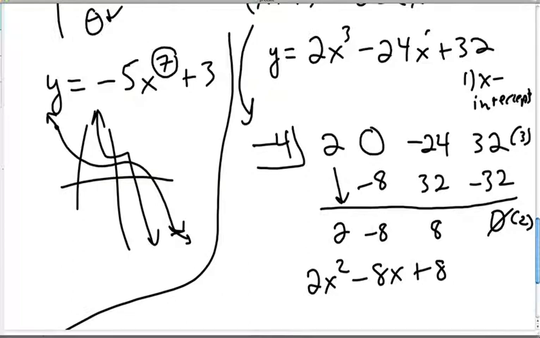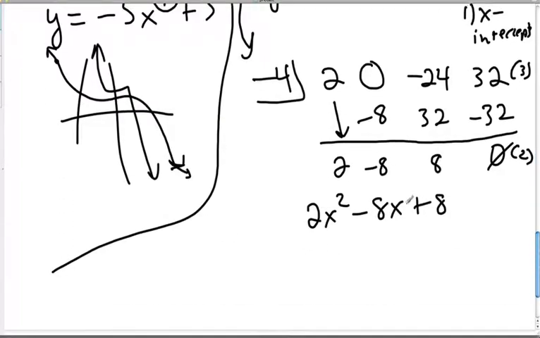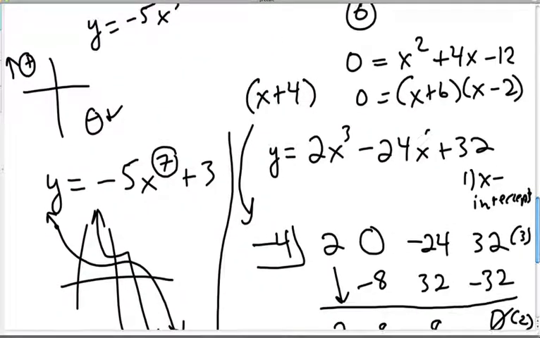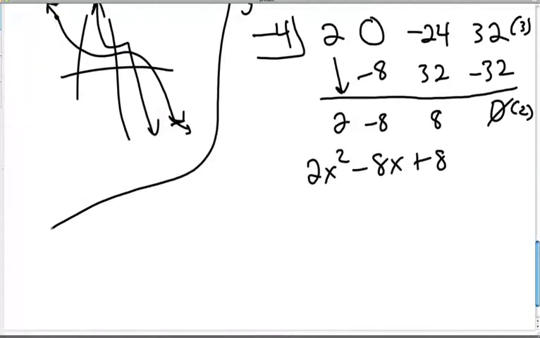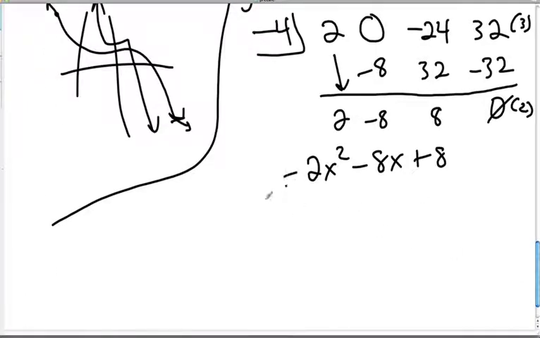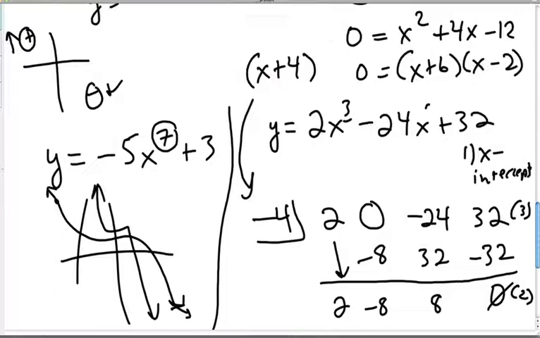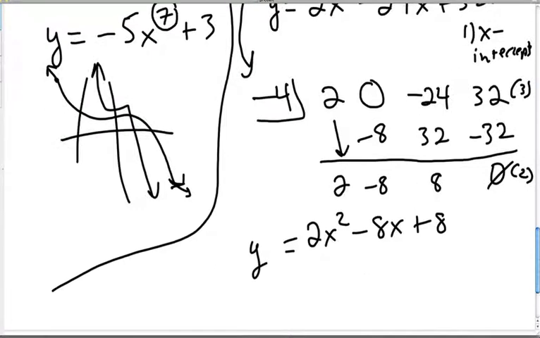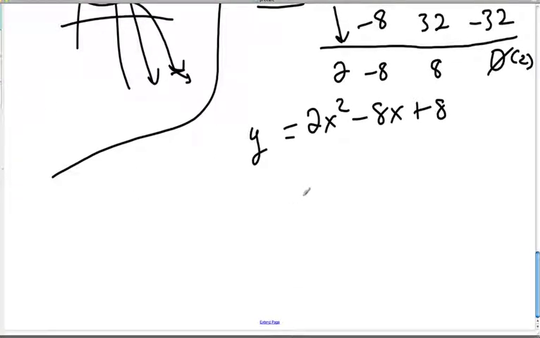But now we have a quadratic. We went from a cubic equation to a nice easy quadratic equation. So it equals y still, and we also know one of our solutions, so that's how we did that. Now it becomes a simple matter of solving this quadratic. So first we're going to factor out a 2: x squared minus 4x plus 4.